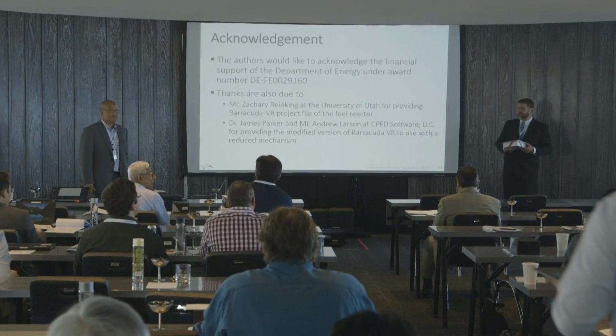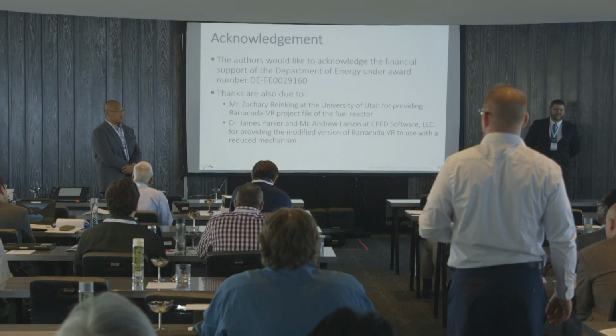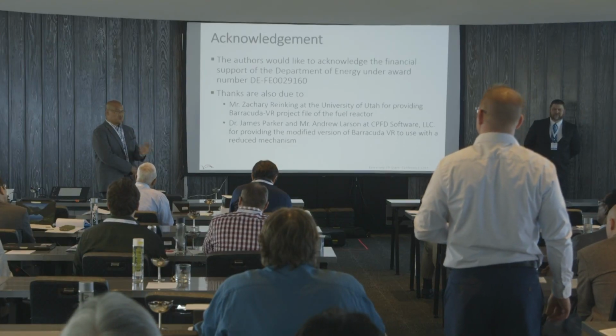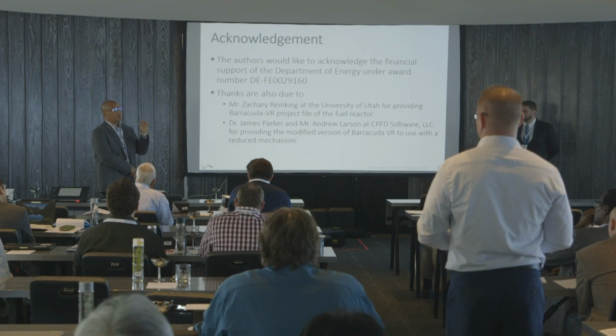We have a question over here from Adlan. Wait for the mic, if you will. Perhaps I missed something, but I don't really understand why we need a modified version of Barracuda to implement the reduced mechanism. Oh, CARM actually produced a Fortran routine, and then Barracuda needs to expose source terms for the reaction rates. Probably Jim can answer better, but that exposure is not available in the commercial version. So CPFD needs to modify the code so that it exposes those source terms.